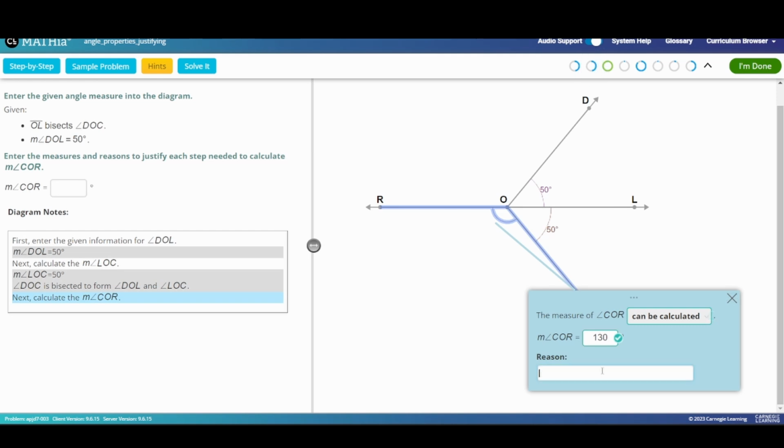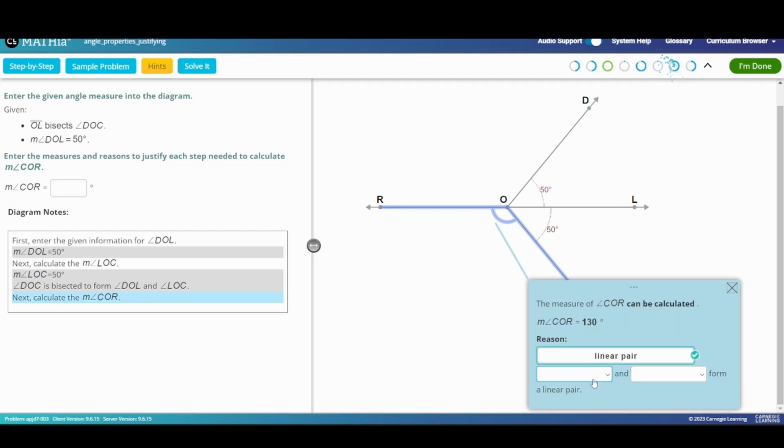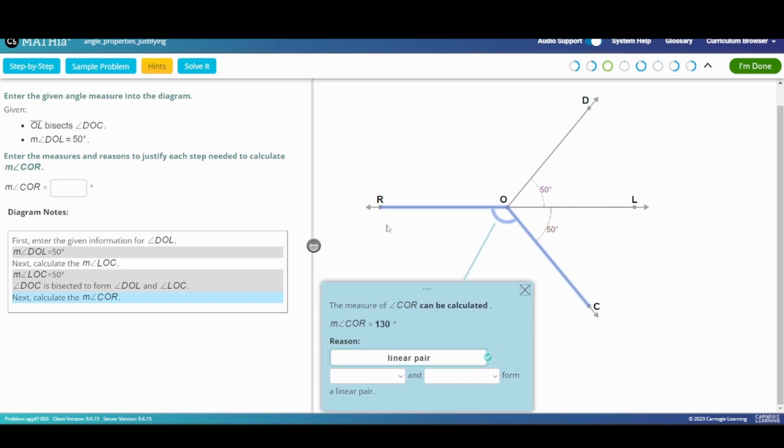And the reason for that is, again, it's a linear pair like the last problem. Okay, so what forms a linear pair? I just have to say these two angles. The highlighted one, ROC.